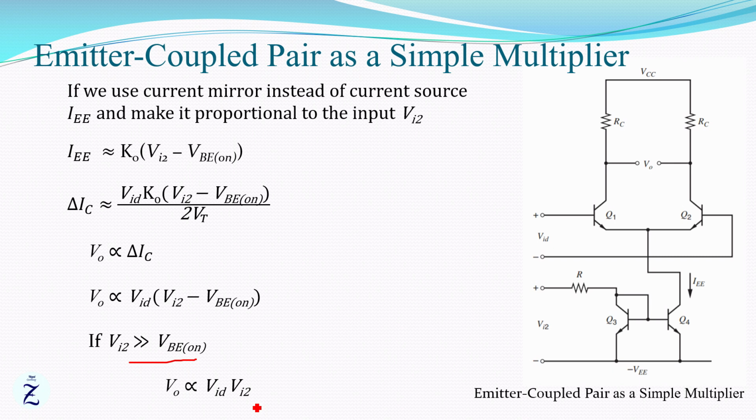Let me stop here today. We will continue in the next class with a modified version of this circuit, that is the Gilbert multiplier cell.